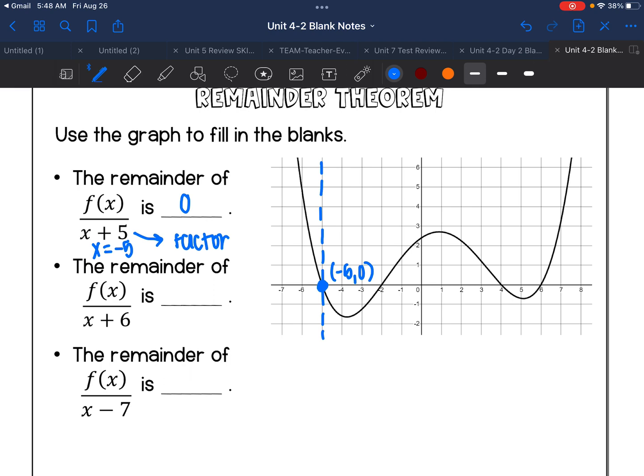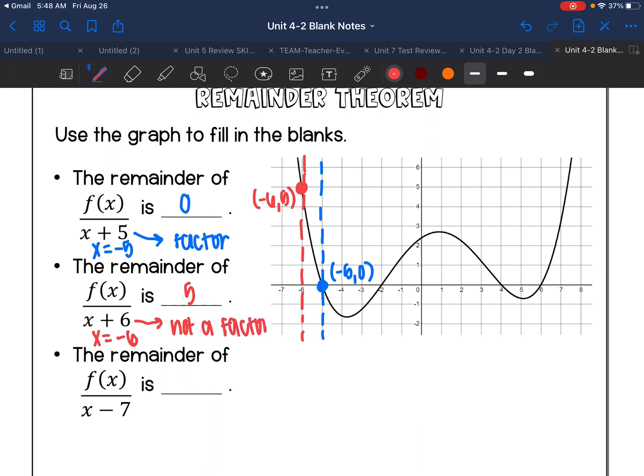Okay, continuing on. I'm going to change the color. But the second bullet point says the remainder of f of x divided by x plus 6 is blank. Again, we're going to take the opposite. So x equals negative 6. X equals negative 6 is, again, this vertical line here. They intersect at this point. That would be negative 6, 5. So the remainder is the y value, so 5, which means that x plus 6 is not a factor of this function.